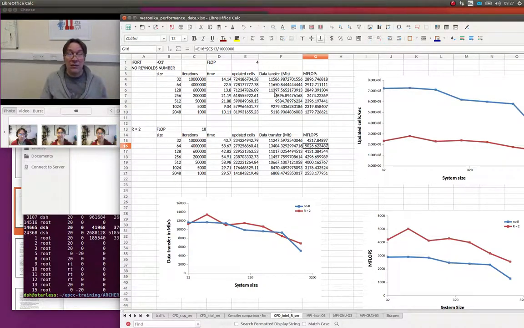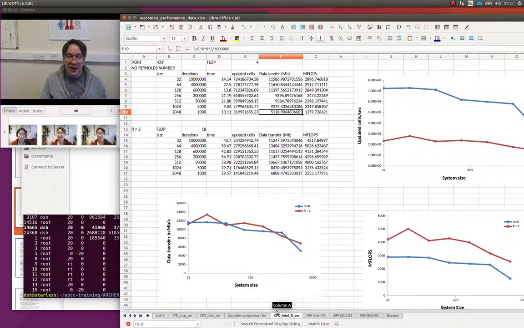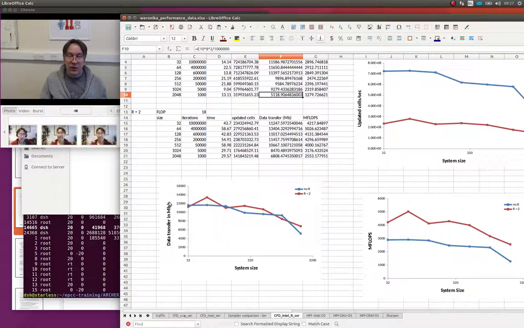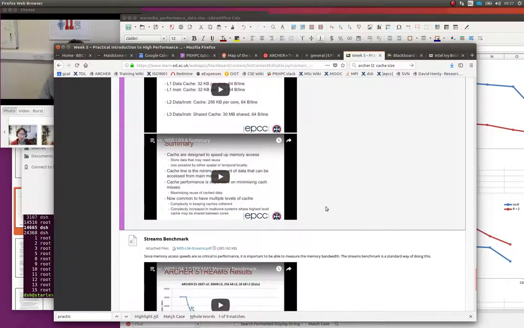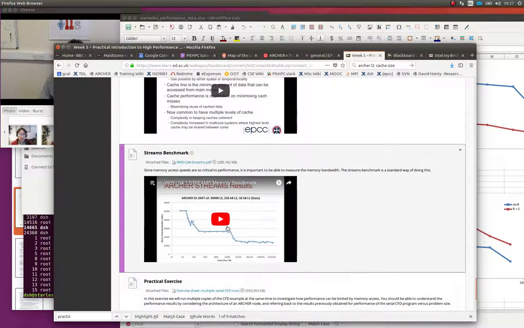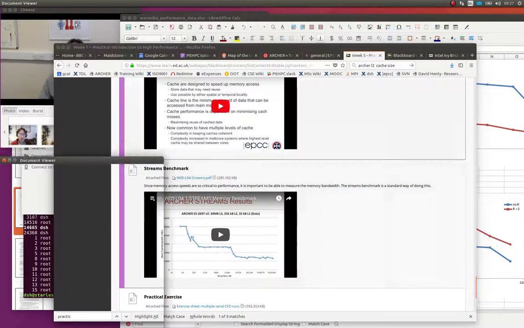But if you look at it in terms of data transfer rate, you'll see that they're both limited by the same thing. And if we look at the data transfer rate, you'll see that we get this effect that it starts off high and drops down again. This is using a real program, but we showed you some results in the lectures from a synthetic benchmark, the streams benchmark, which I'll show you here.